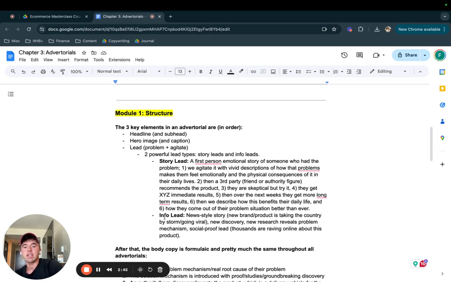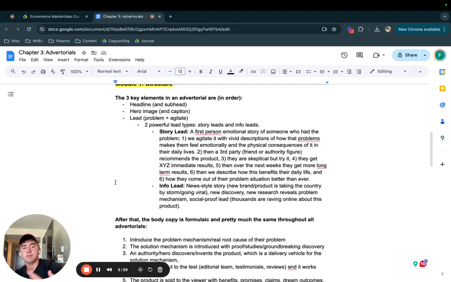And then the second type of lead is an info lead. So this can be something like this new startup is disrupting this industry. This new product is disrupting this industry. It's going viral. This new study came out. It can be anything new. So you want to focus on novelty if you're doing an informational lead, and then talk about the problem mechanism, the problem, etc.